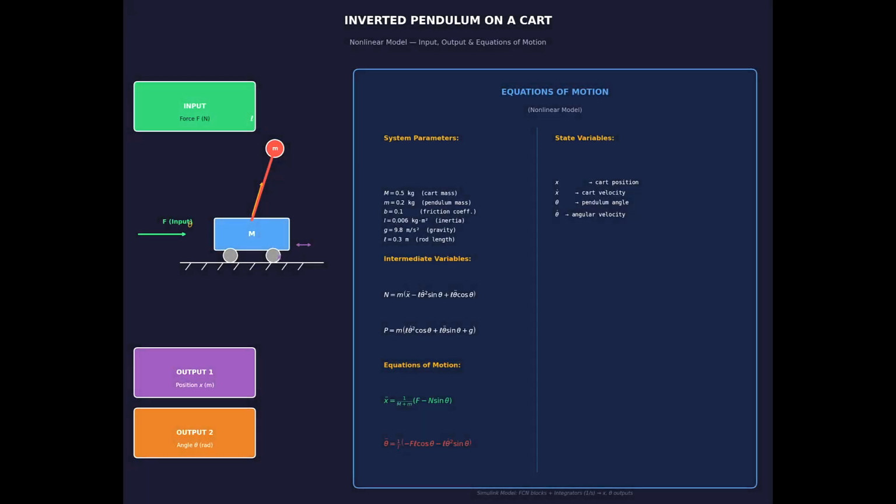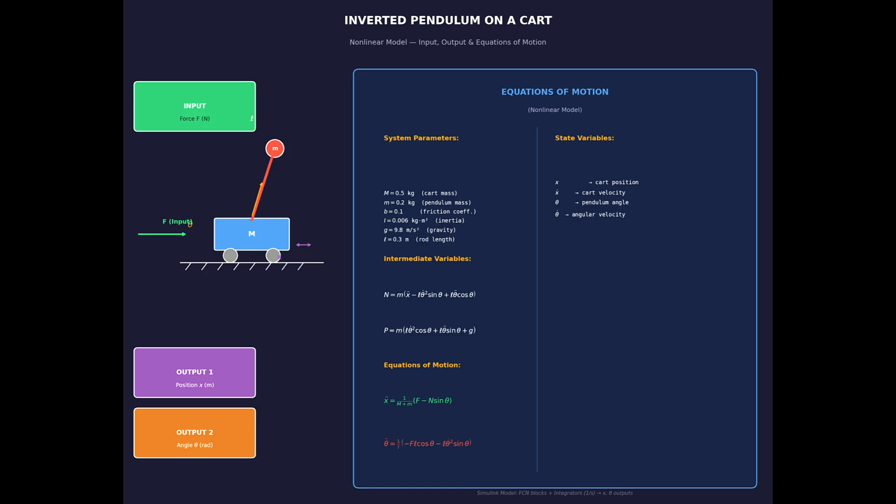In this tutorial, we successfully built a nonlinear model of an inverted pendulum on a cart using Simulink. We configured the equations of motion using FCN blocks, set up integrators to obtain velocities and positions, created feedback loops for the state variables, encapsulated the model in a subsystem, and added a pulse input to test the system response.